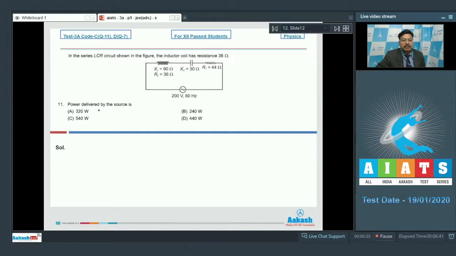And question 11 is about power delivered by the source. Well, the power delivered by the source is essentially being consumed by the resistance in the coil as well as the other resistance R1. So power by source is simply I square into R1 plus R2, and I we found is 2, so it's 4, and R1 plus R2 is 80 ohm, so this is 320 watt. And if you look at the options, it is matching with option A. So option A is correct for question 11. Let's go to the next question now.